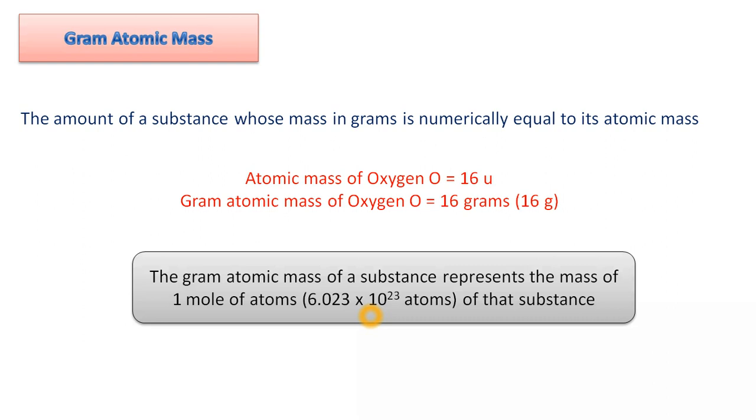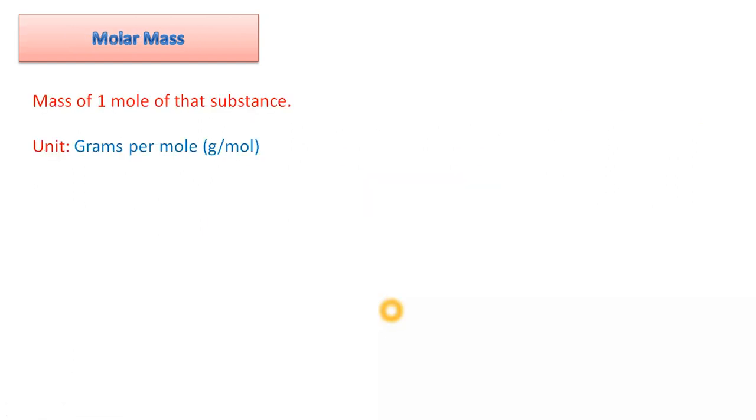If we are having oxygen, the atomic mass of oxygen is 16 units and the gram atomic mass of oxygen is 16 grams. And this gram atomic mass, 16 grams, represents 1 mole of atoms. That means the 16 grams represent 1 mole of atoms of oxygen, and this 1 mole contains how many oxygen atoms? 6.023 into 10 raised to the power 23 atoms.